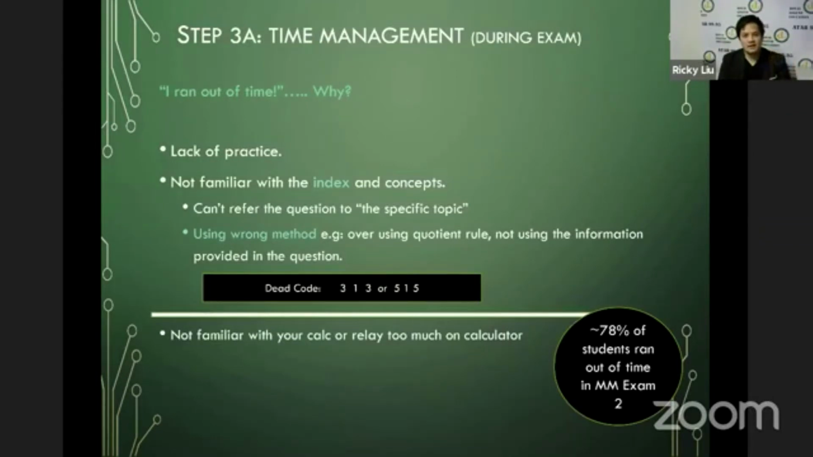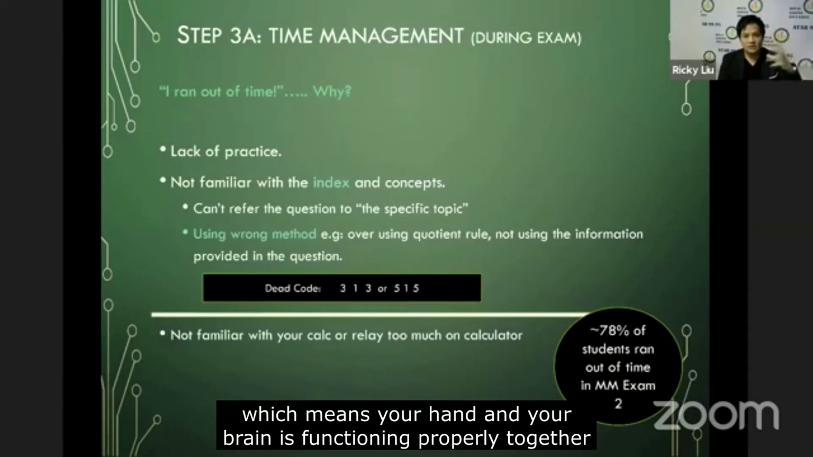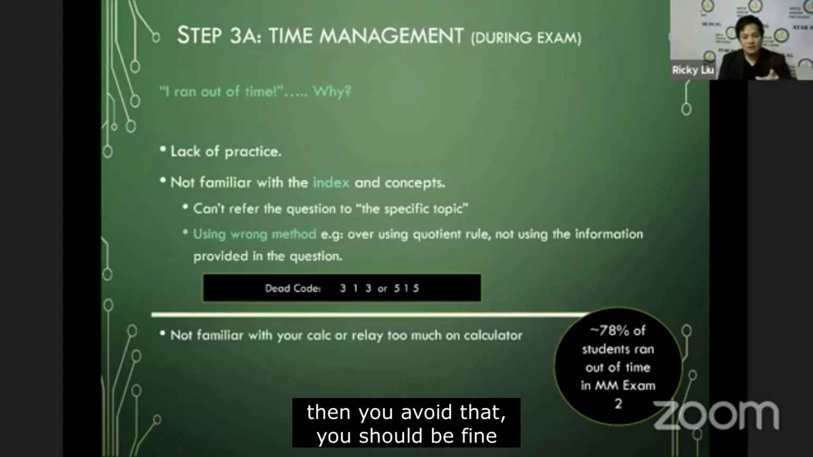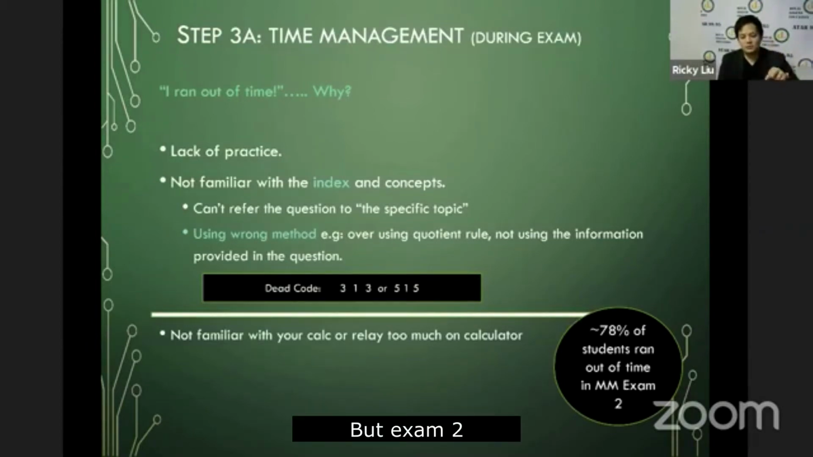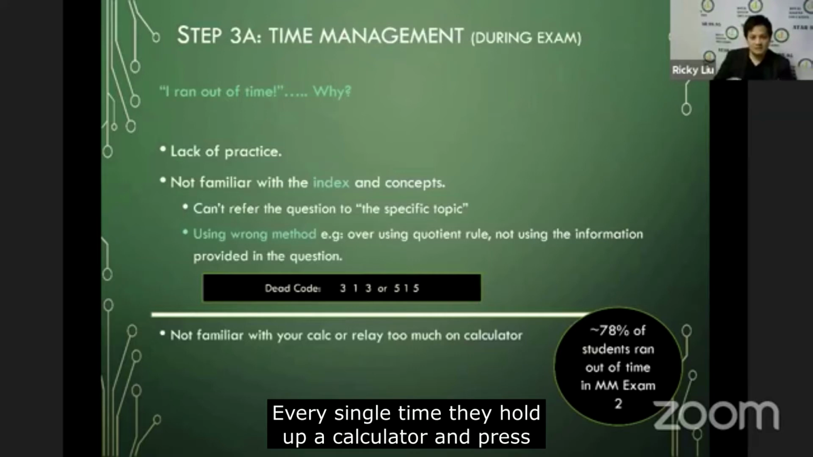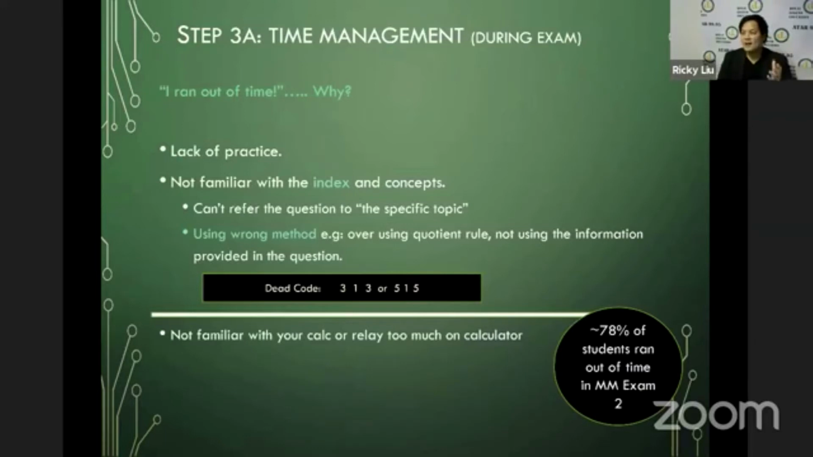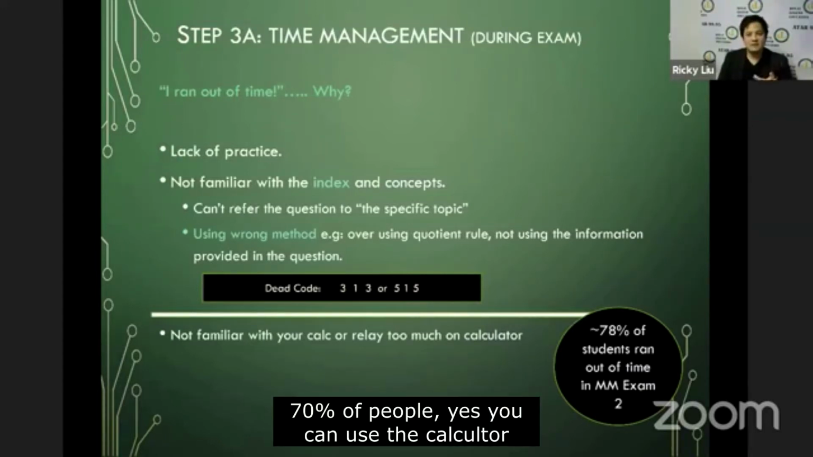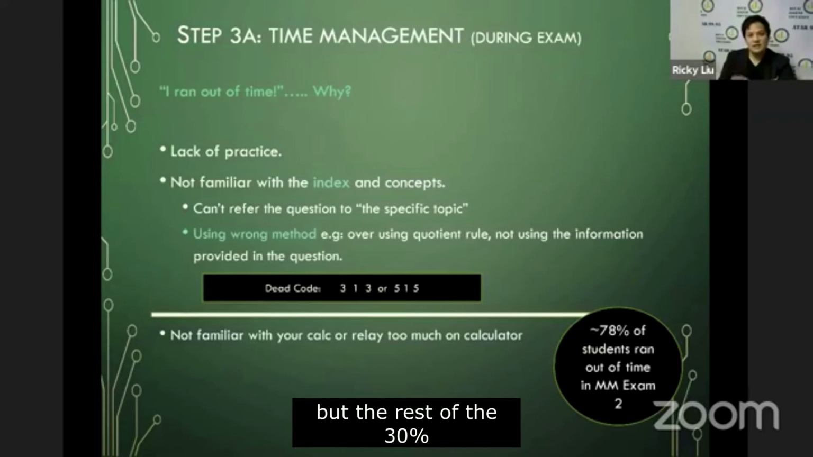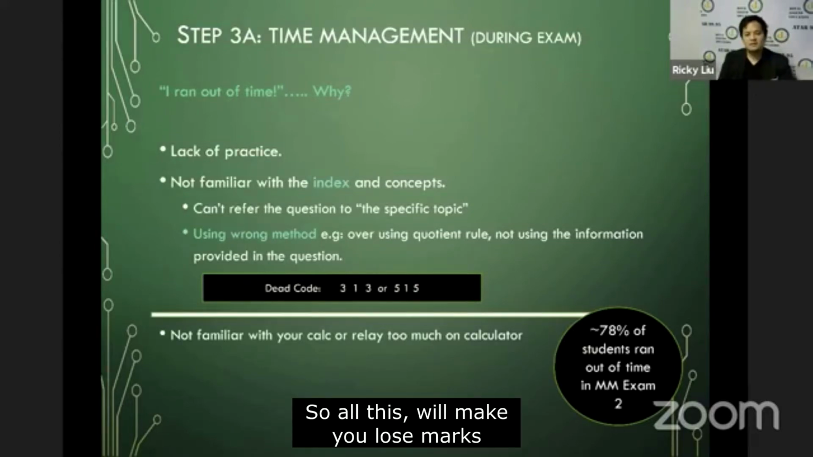It must be algebra. As long as you don't make many depth mistakes, which means your hand and your brain are functioning properly together, you should be fine. But exam 2, because the calculator is sitting next to you, a lot of people think, oh, I can rely on the calculator every single time, and they hold up a calculator and press. This is pretty stupid as well, because in exam 2, maximum around 70% of questions you can do on the calculator, but the rest, 30%, you still have to do by hand. And for multiple choice, no one said you can just do it on the calculator without working it out. So all this will make you lose marks.